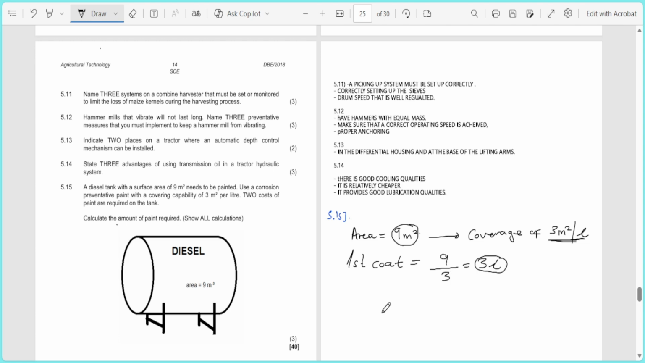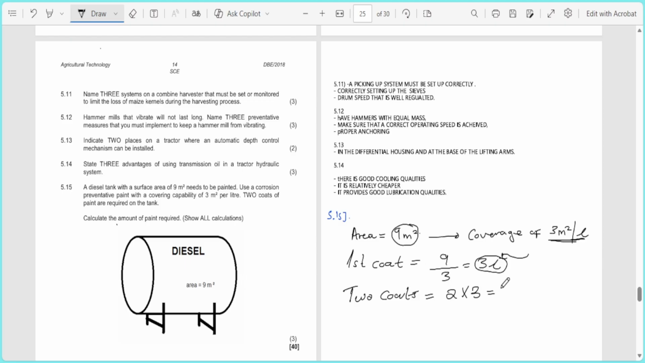Okay, so since we are doing 2 coats, we're going to say for 2 coats this is going to be equal to, so this 3 liters is only for 1 coat for the whole diesel tank. Now for 2 coats, we're going to say 2 times the amount of liters required for the first coat.